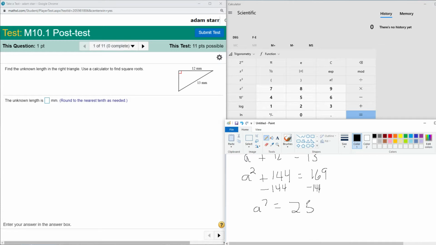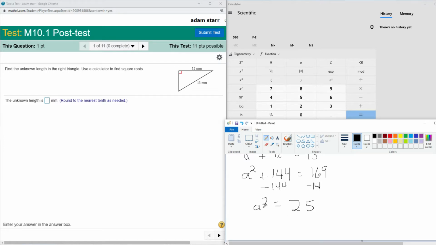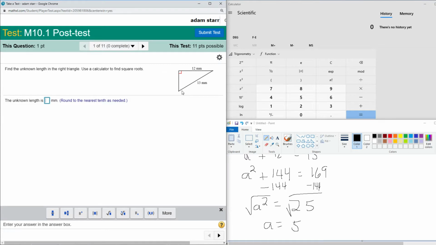That is 25. So A squared is 25, but we want to know what A is because that's the side of this triangle. To find A, we have to undo this square by square rooting both sides. So A, the square root of 25, is 5. So the length of this side of the triangle is 5.